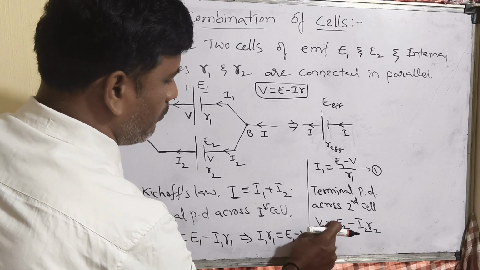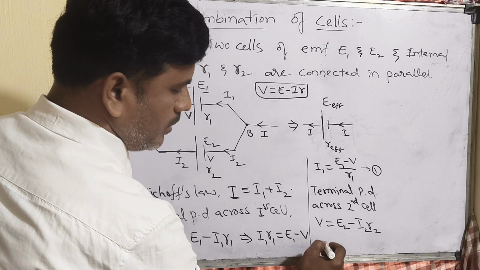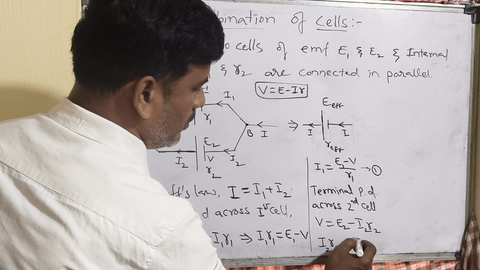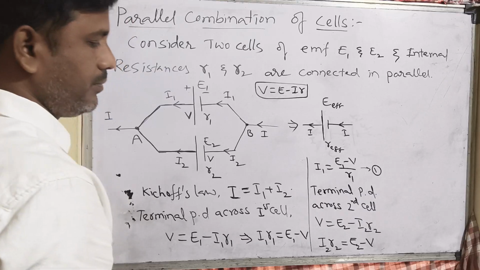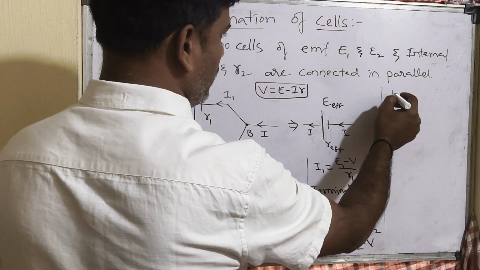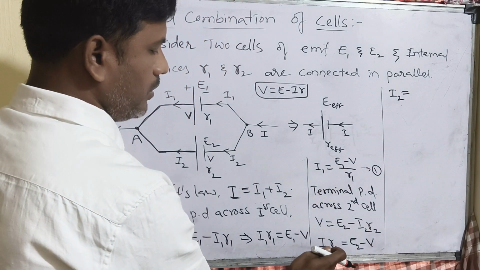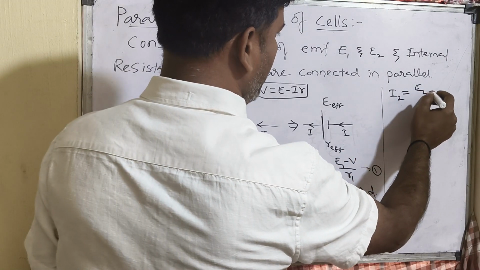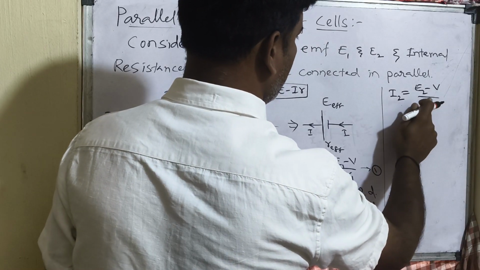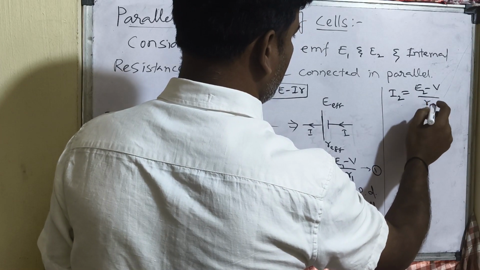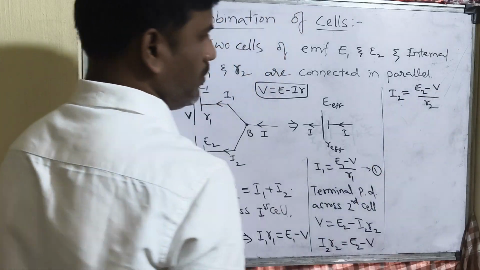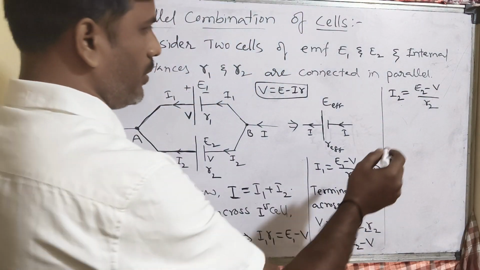This one we move to this side. So I2 R2 is equal to E2 minus V. Now we want to find the I2 value. So I2 is equal to E2 minus V divided by R2. Right. Now this is equation number 2.